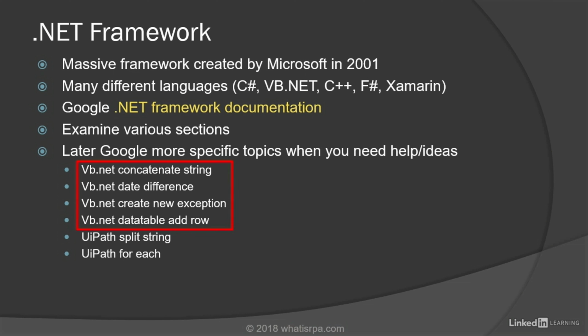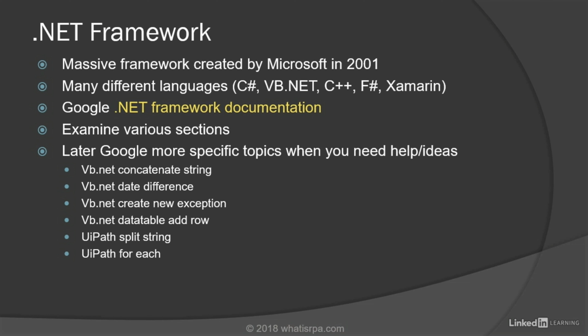Some examples of things that I would Google would be VB.NET concatenate string, VB.NET date difference, VB.NET create new exception, and so on. And that's going to show you the .NET code of how to do those things, and you can incorporate those snippets into your RPA tools activities.